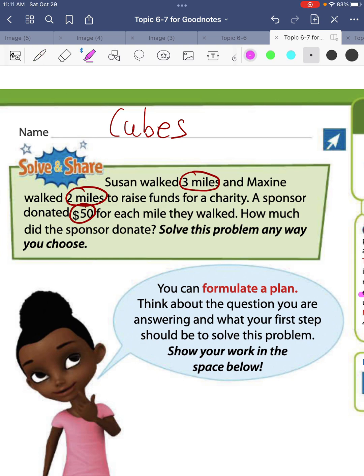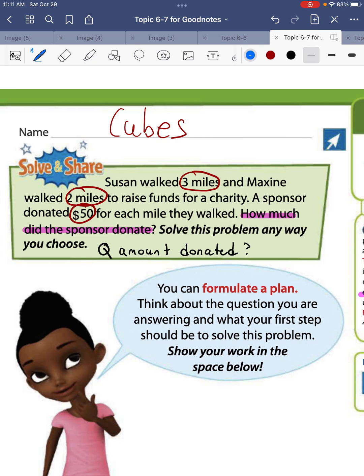Now I'm going to underline my question. How much did the sponsor donate? Okay. And if I rewrite my question, it's just asking amount donated. Okay, and next I'm going to box in my keywords.